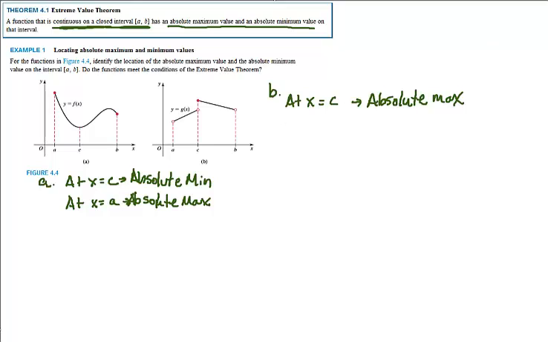So to answer the question about whether it meets the conditions of the extreme value theorem, just to emphasize, the A graph does meet those conditions because it is continuous on a closed interval. The B graph does not meet it at all. It's neither continuous, nor closed. A and B aren't included in that. They're both exclusive.